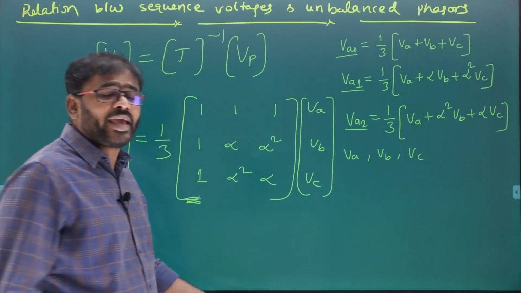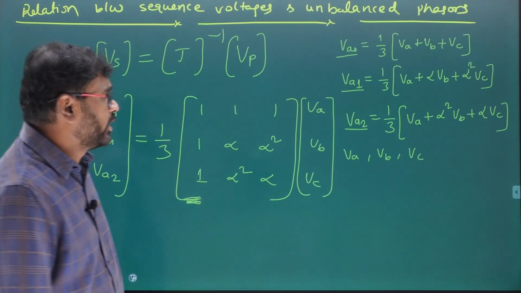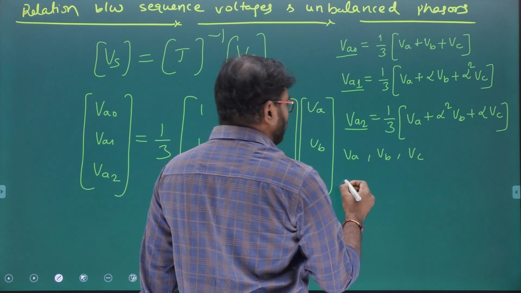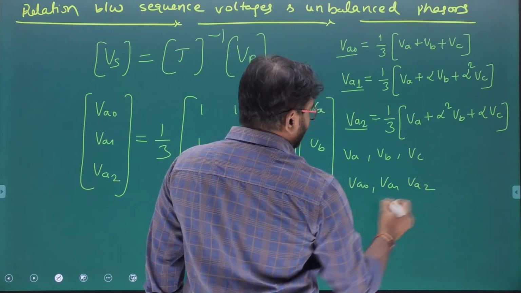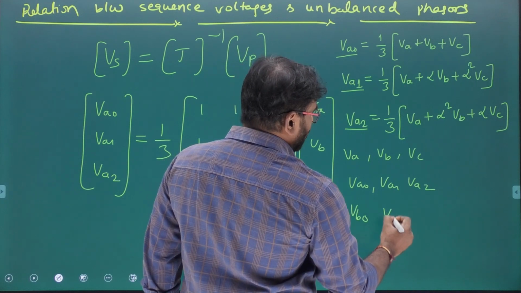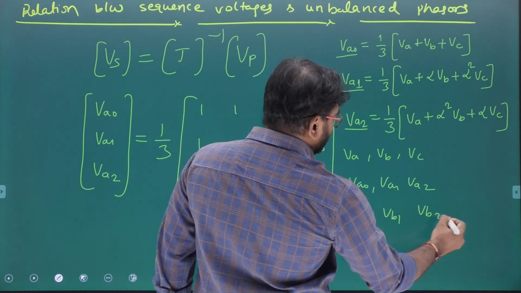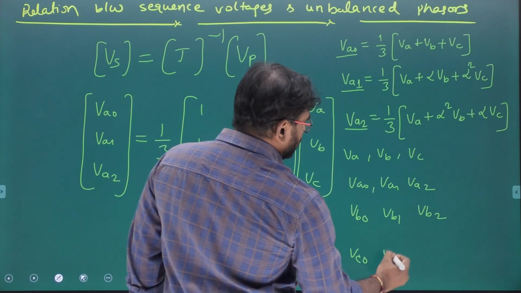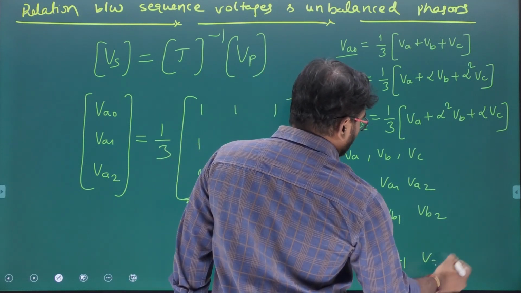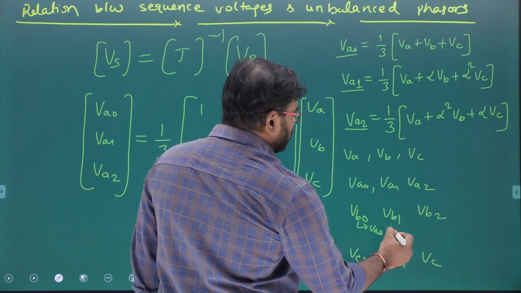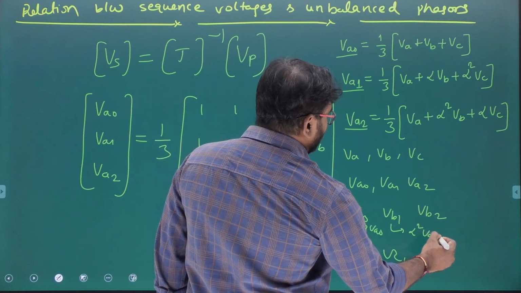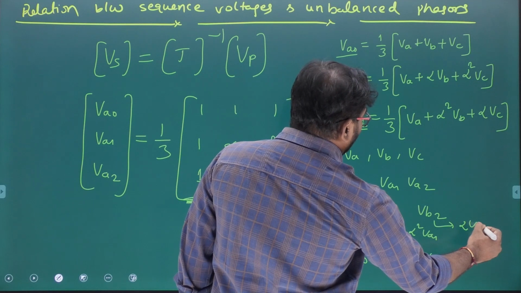Suppose the question is to calculate the sequence components of all phase voltages. You need to calculate VA naught, VA1, VA2, then VB naught, VB1, VB2, then VC naught, VC1 and VC2. But you know what VB naught is: VB naught is VA naught. What is VB1? Alpha square VA1. What is VB2? Alpha VA2.